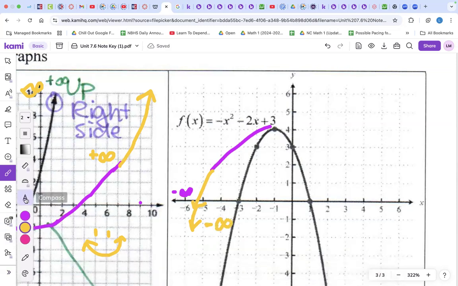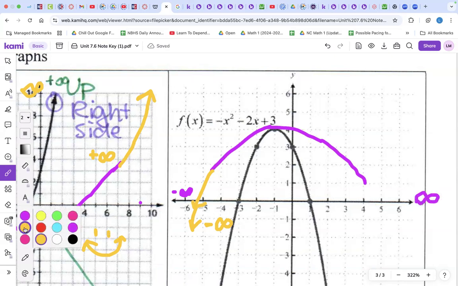And on the other side, as x is going towards positive infinity, what's your y doing? Your y is going down towards negative infinity. Once again, both of these are the same. Your y's will always be the same on end behavior.